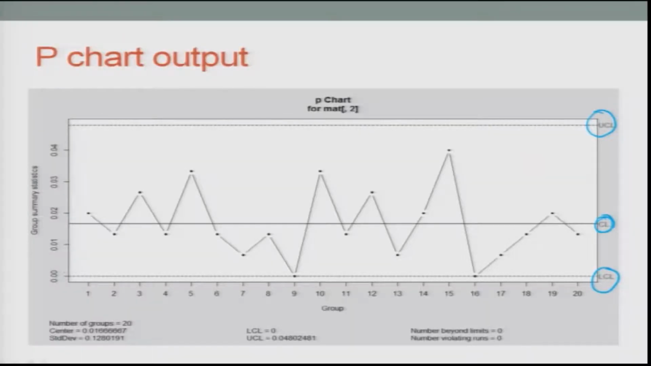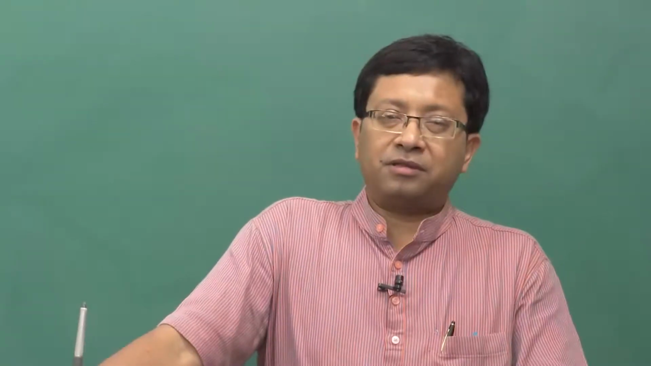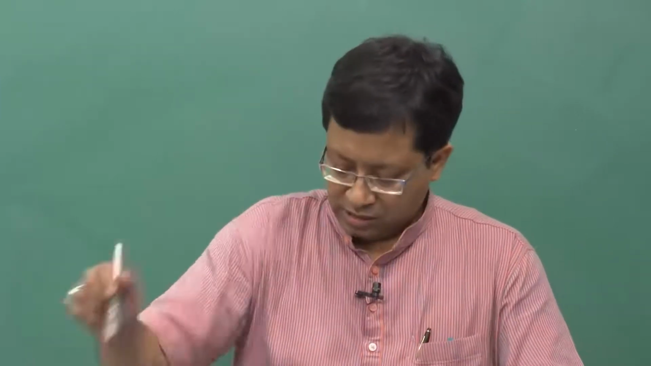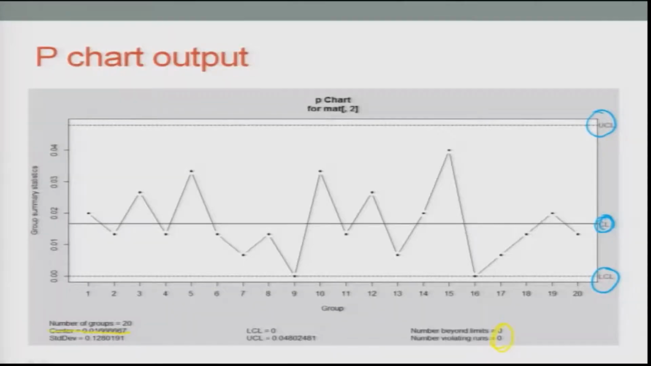So, the number of groups which you have taken is 20, central line as marked by the blue pen. The value which I will try to highlight is 0.0167, standard deviation is 0.128, lower control value is 0, upper control value is 0.048, and if you want to find out if there are any points above the central line or below the central line, they are basically 0 in number, because none of the points are above here, none of the points are below here.